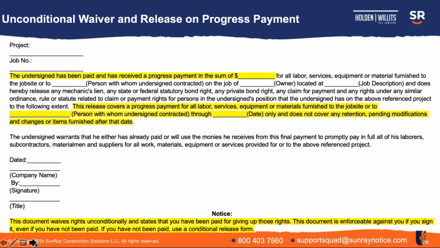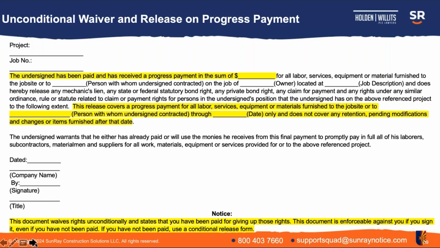And now we're going to jump forward to the unconditional waiver and release on progress payment, which is also expressly set forth in 33-1008D. And so you'll notice the first dichotomy, or juxtaposition, with the conditional waiver. The unconditional waiver that we're looking at here says the undersigned has been paid and has received a progress payment in the sum of, and then it includes a blank. So whereas the conditional says, hey, once the payment is received and once that payment clears, this will be operative, this is saying, no, the payment has been received.